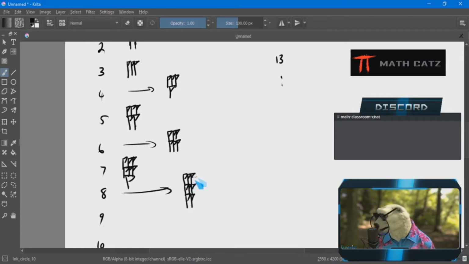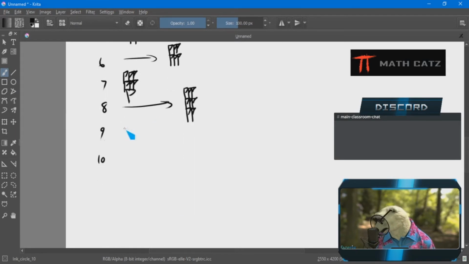For 8, I'll just start stacking them 3, 3, and 2. And 9, of course, will have 3 rows of 3. And the more rows I have, the smaller I'll make them. And then 10, whew, finally, I have a new symbol. Okay, whew, that's a relief.